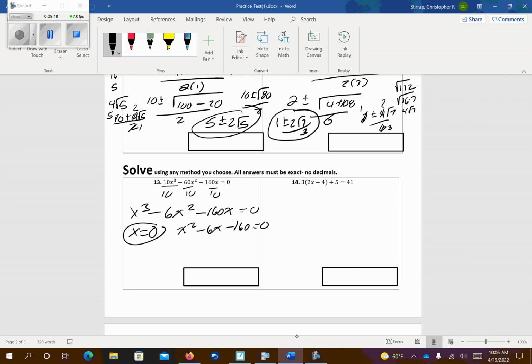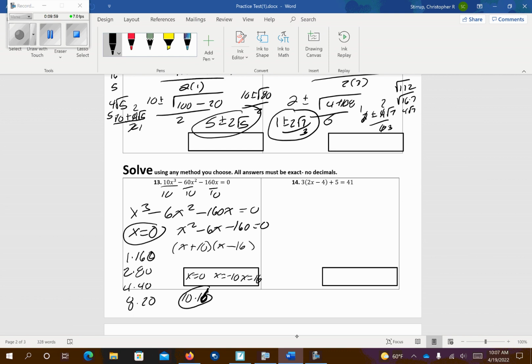Two numbers that multiply to give me 160, and add to give me 6. So I have a positive and negative, so I got 1 and 160, 2 and 80, 4 and 40, 8 and 20, 10 and 16. 10 and 16 are going to work. Okay, so I want a negative 6, that's a negative 16, a positive 10. So my answers are x equals 0, x equals negative 10, x equals 16.